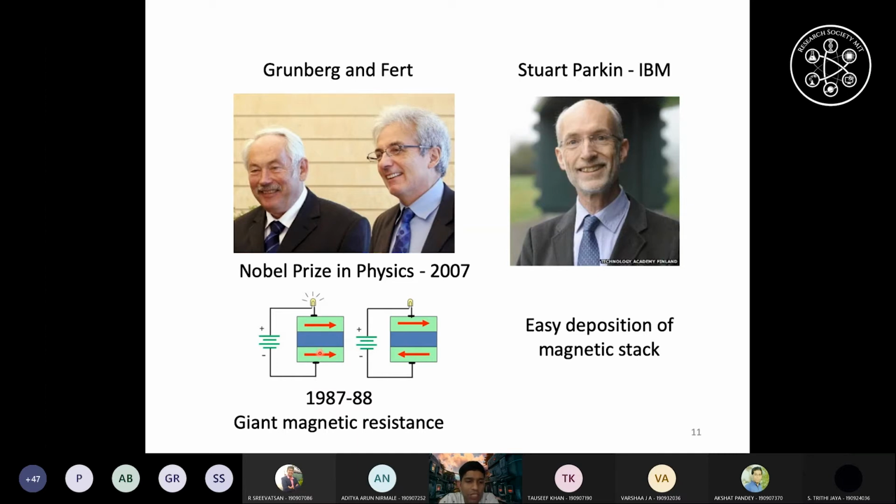Then you will see, oh, it's a low resistance state. So low resistance means you are storing zero, like this. This is how the reader works.